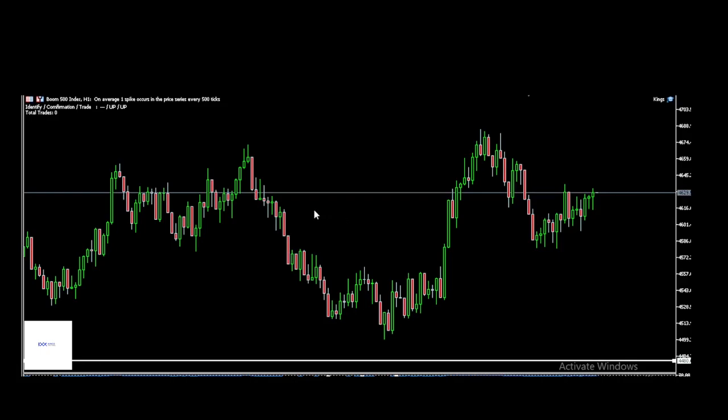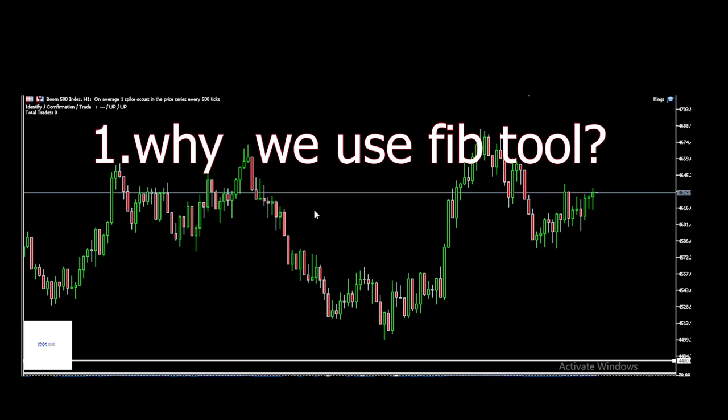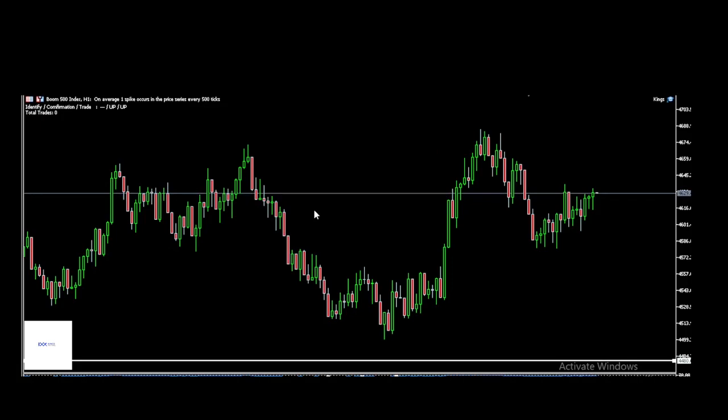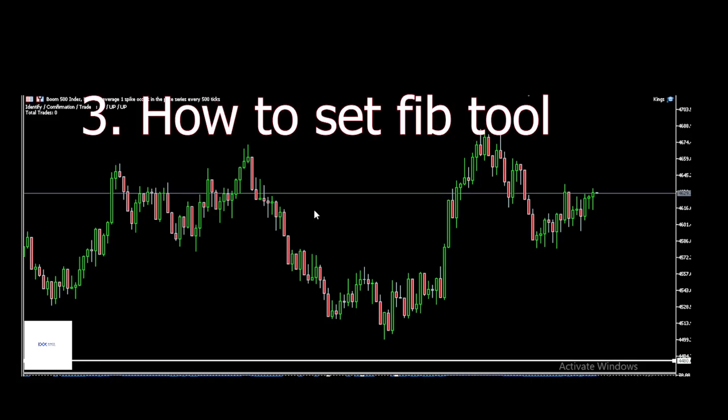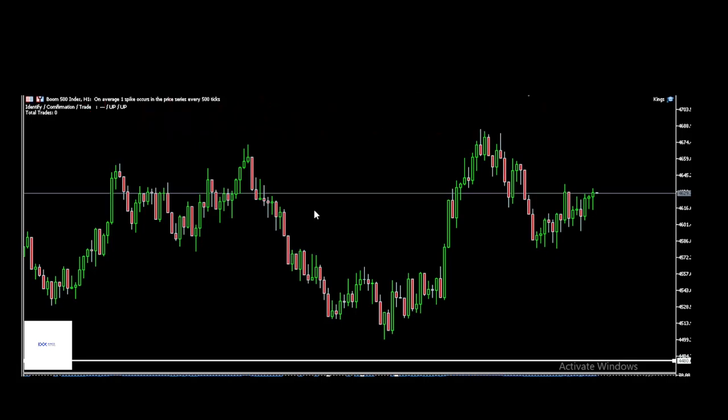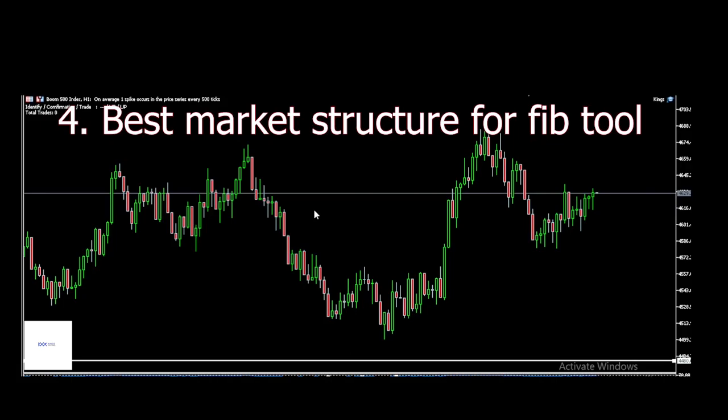So now the first thing we're going to be looking at is why we use the Fibonacci tool. We are also going to be looking at the levels to pay attention to. Then we are going to see how to set this Fibonacci retracement in order not to get confused with those lines. Then we are going to see the type of market structure the Fibonacci retracement is best suited for.